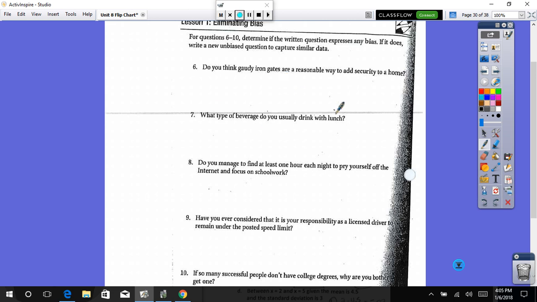Do you think gaudy iron gates are a reasonable way to add security to a home? Biased or unbiased? There's one word really that makes this a biased statement: gaudy. Whoever made this statement obviously does not like the look of an iron gate. So they threw that word gaudy in there and it immediately became a biased statement.